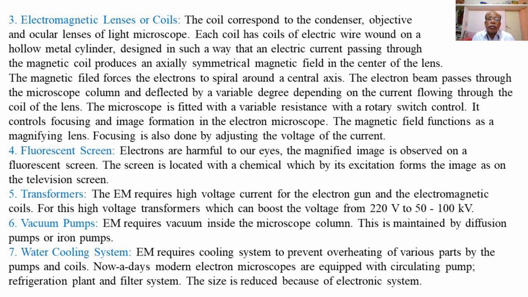The size is reduced because of the electronic system. So a water cooling system is also provided with the electron microscope so as to avoid the overheating of the various parts by the pumps and coils. And nowadays modern electron microscopes are equipped with a circulating pump, refrigeration plant, and the filter system. The size of the electron microscope is reduced because of the electronic system.